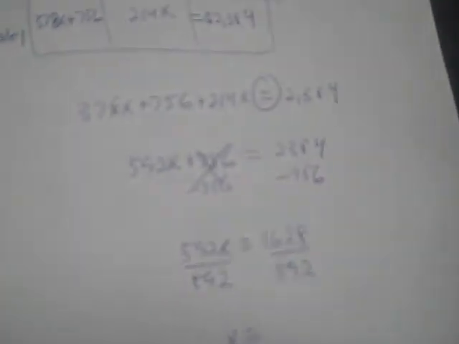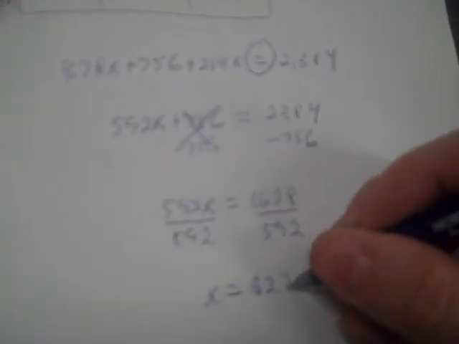1628 divided by 592, that's 2.75, $2.75. That's your x that's by itself, that's the children. There's x by itself, there's the children. Now to find the adults, it ain't hard. You don't have to plug anything in. If that's 2.75, that's 2.75 plus 2. That's $4.75.